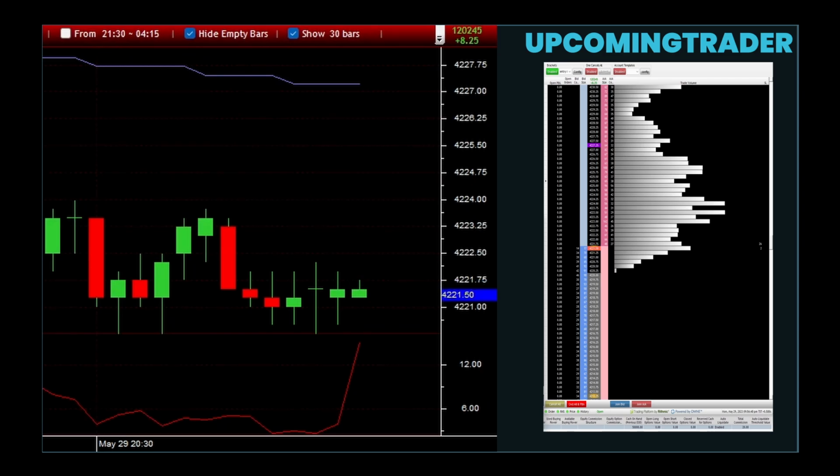Triangles are powerful patterns that can be used to predict a breakout. The ascending triangle forms when there is a resistance level with higher lows forming beneath it, suggesting that buyers are gaining strength. A breakout above the resistance is typically a bullish sign.